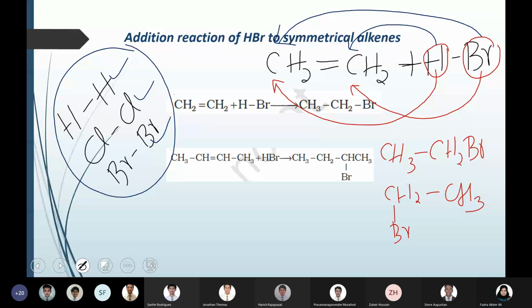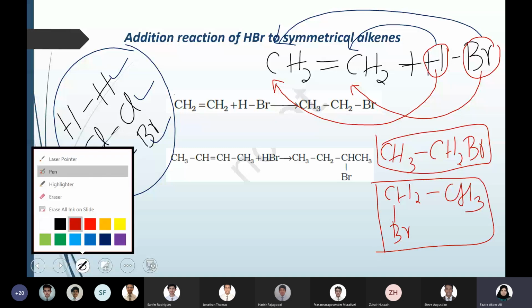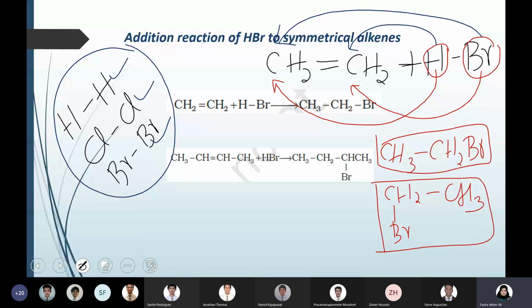Okay. But the alkene was symmetrical, because of which this and this are the same. Because when you look into the IUPAC naming, if you number them 1, 2, it is actually bromoethane, and here also it will be 1, 2, bromoethane. So because of the symmetry of the alkene, adding HBr in either way will result in the same product. That means there is only one product possible when you have an alkene which has symmetry. Am I clear?